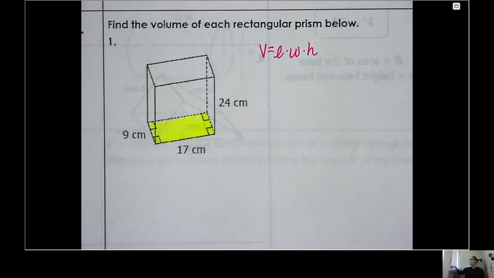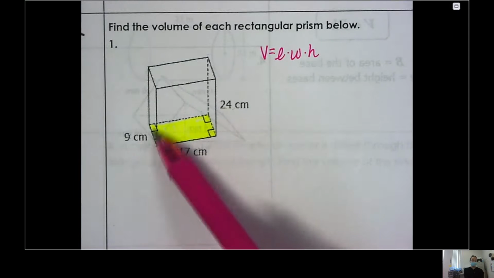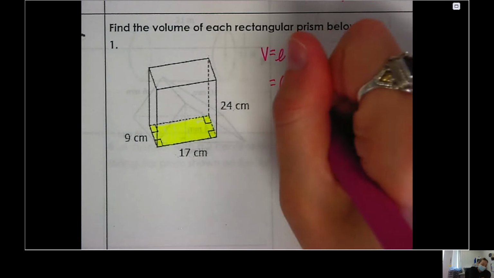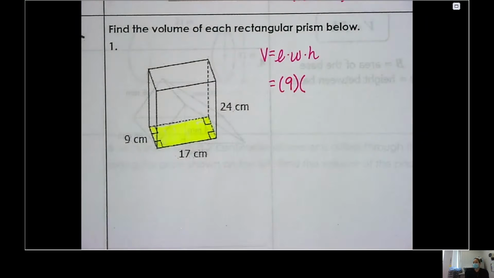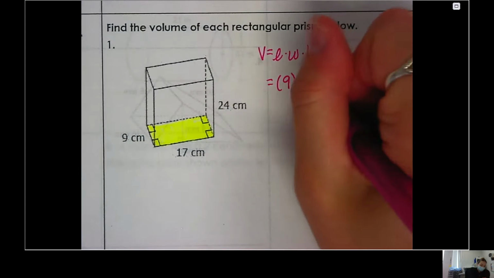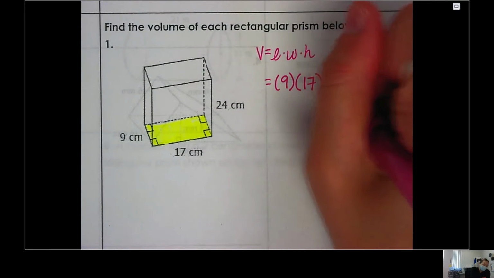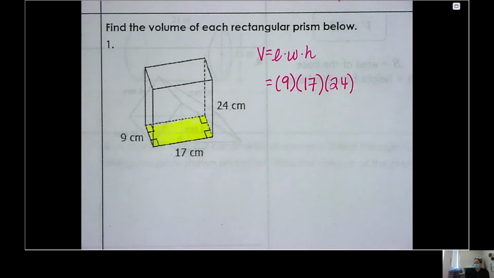Or in other words, I'm finding the base shape, the area of the base, times the height. So looking at this picture, it looks like this one. What is my length of my box here? 9. The 9. What is my width of the box? 17. And what's the height of my box? 24. So in your calculator, all you're going to do is multiply 9 times 17 times 24.